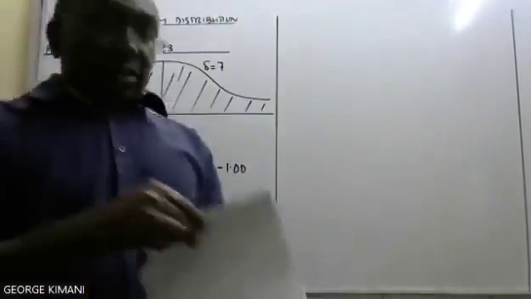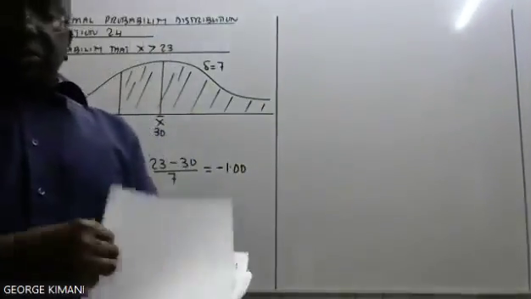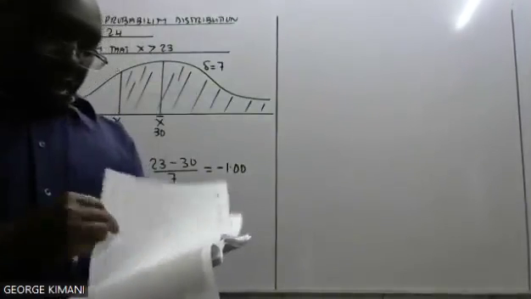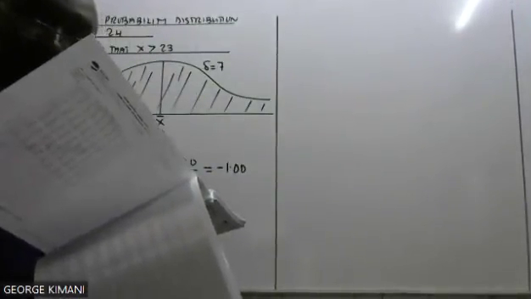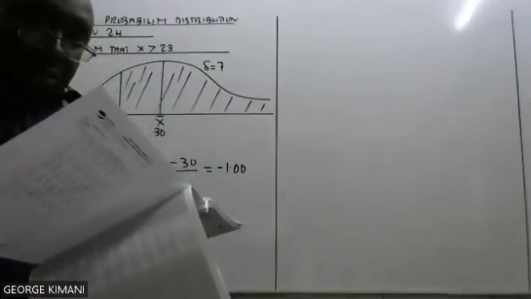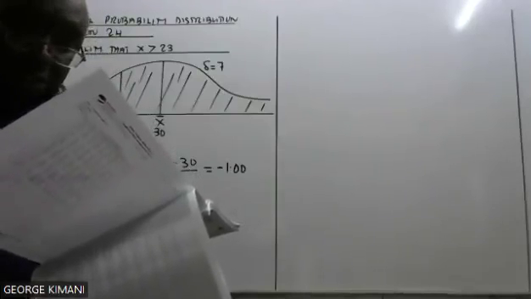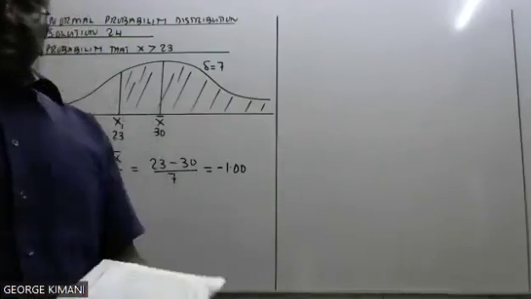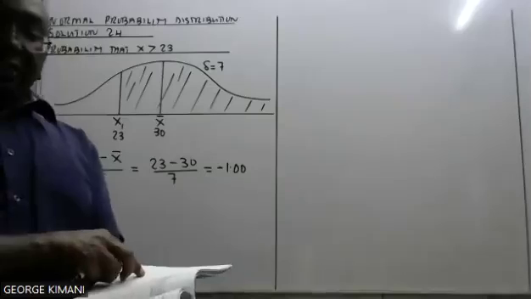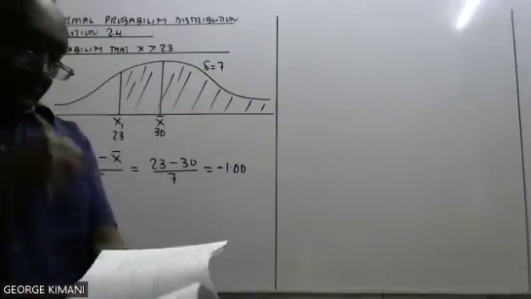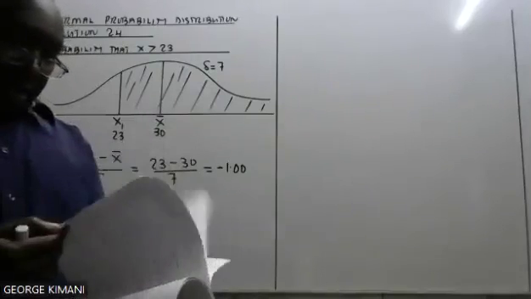Now go to your past papers where there are normal tables. According to the past paper that I have, the normal tables are on page 57. Page 57.